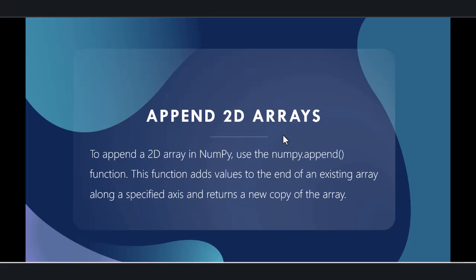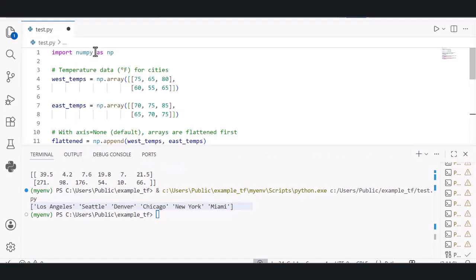To append a 2D array in NumPy, we use the numpy.append function. This function adds values at the end of an existing array along a specified axis and returns a new copy of the array. All are very similar, but the change is that the array will be in 1D form there and here the array will be in 2D form. In the same way that we explained in the last example, it will add the values at the end of an existing array along its axis, and it will return a new copy of the array. Let's see this in an example.